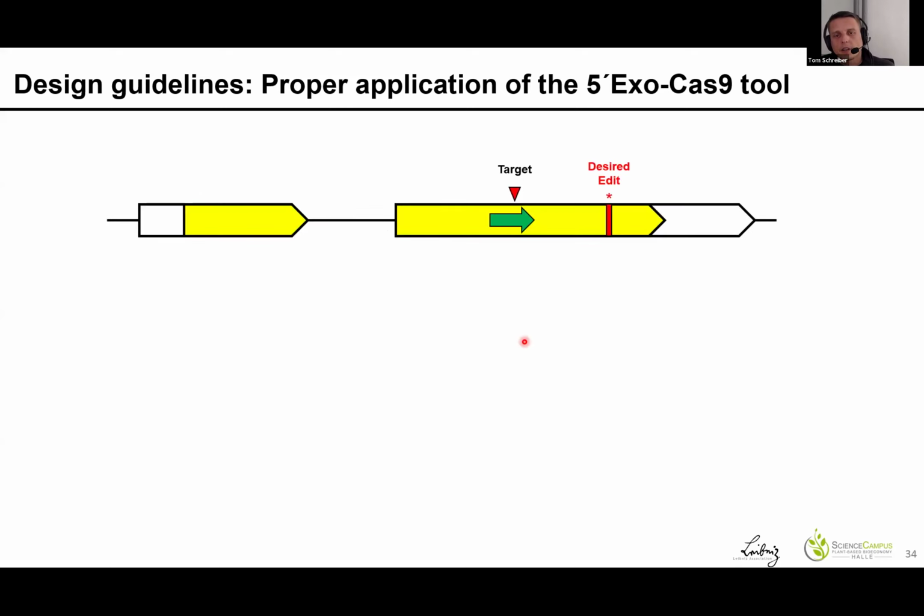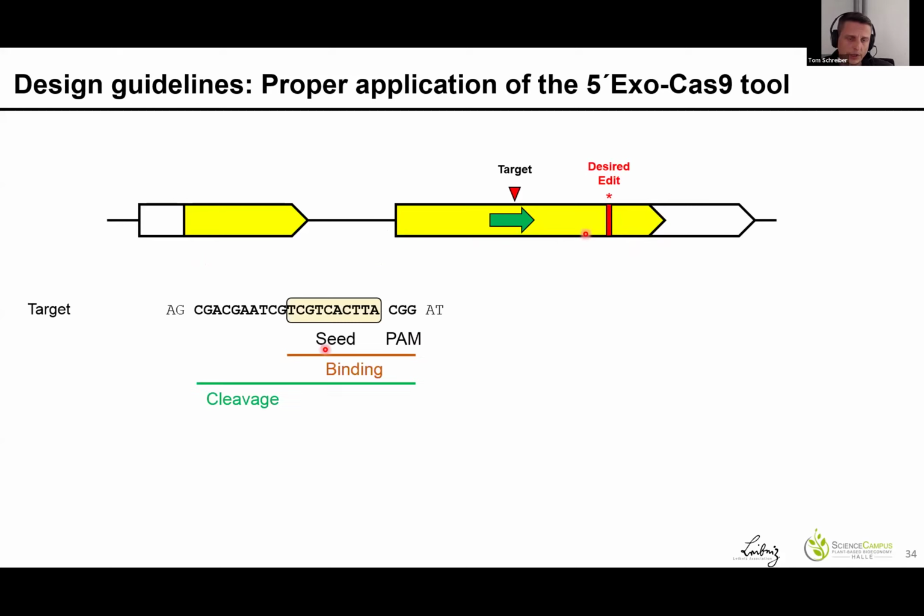So here's just a gene, and imagine you want to have a desired edit at this point, and sometimes you do not really find proper targets in close proximity to this edit. So what is a proper target? I also quickly summarize this here.